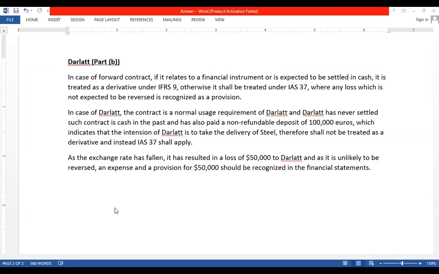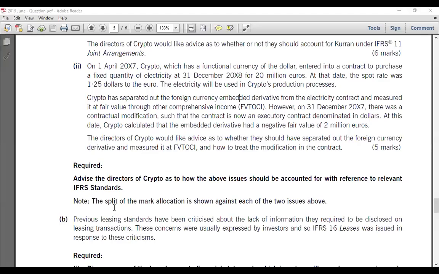Any confusion in this? My saying why expense also, Ma? Because the provision is recognized as an expense. The treatment of provision is to expense actually. Now let's solve one more question.